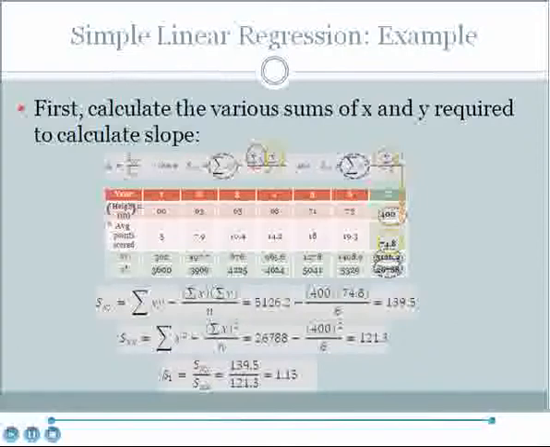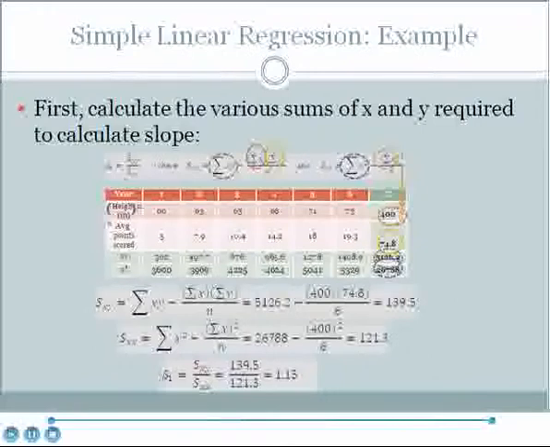Sxx is equal to the sum of the x values squared, which we know from above is equal to 26,788, minus the sum of all the x values squared, or 400 squared, divided by n, which is 6. This is equal to 121.3.